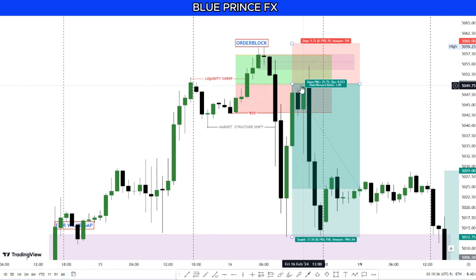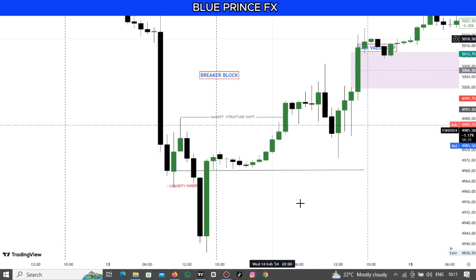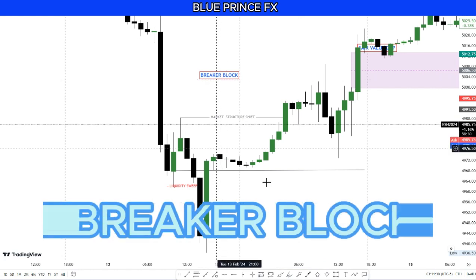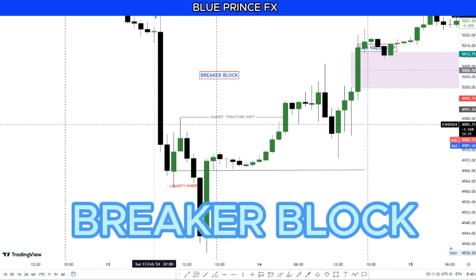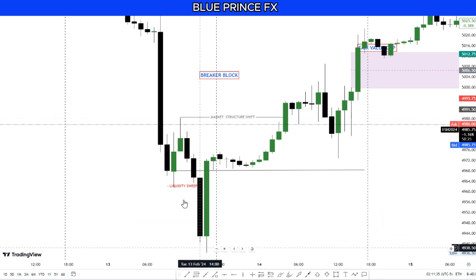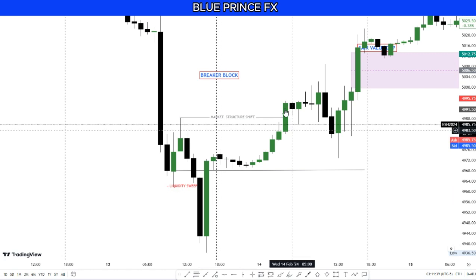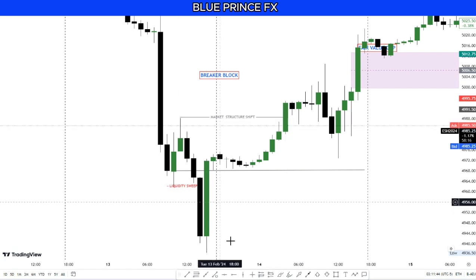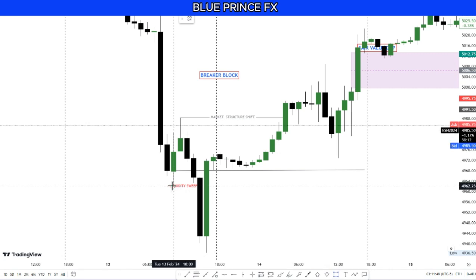Now let's go to the next PD array. The next PD array that we're going to talk about is your breakup block. So what is a breakup block? The breakup block is when the market makes a low, then it makes a high, then it makes a lower low by sweeping this structure to the downside, sweeping this liquidity, and then the market shifts higher and closes above this previous high. So in this instance, you look at the leg from this low to this high, that's where your breakup block will form.